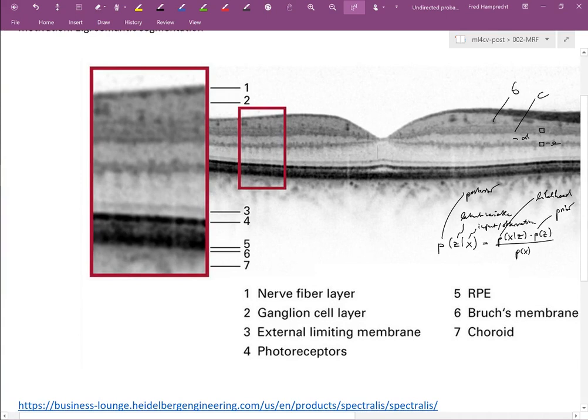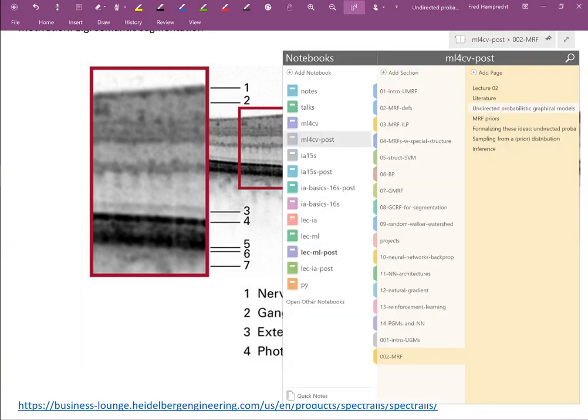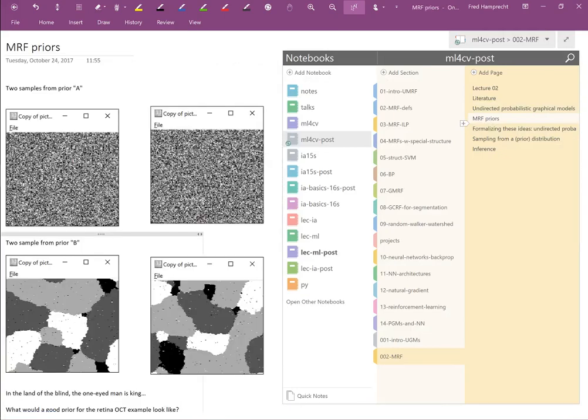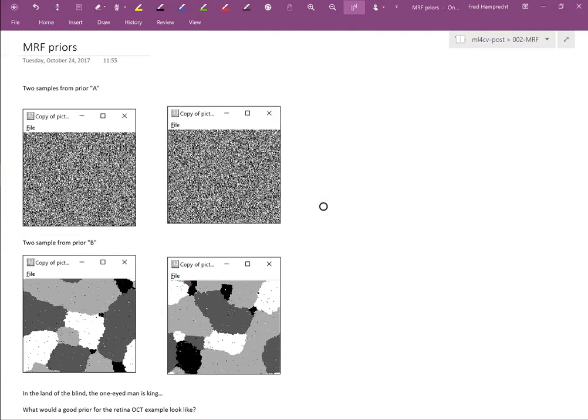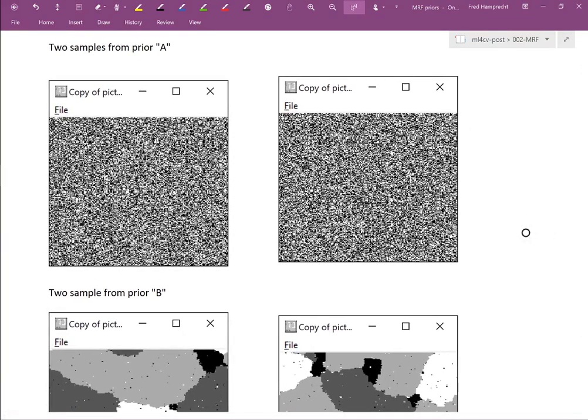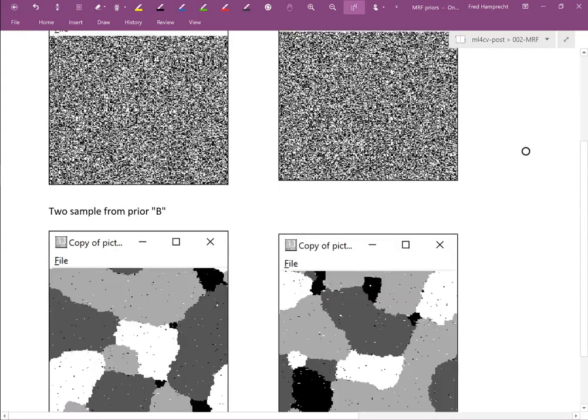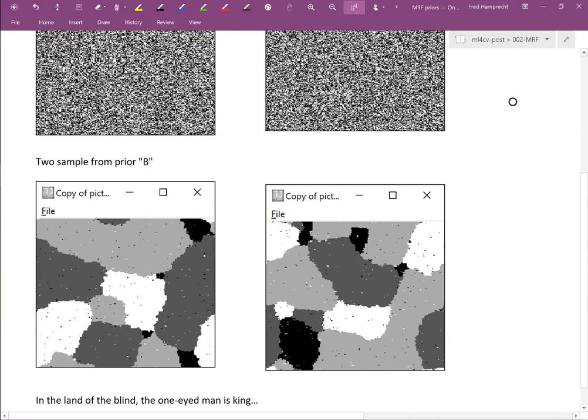So we want an expression for the prior, which on the one hand is easy to formulate, which doesn't have too many parameters, and which ideally is computationally tractable. And yet we want it to say something useful about the image. And I've shown you samples from two different priors. On the top, we have two samples from a prior that I've called A, and at the bottom, we have two samples from some prior called B.